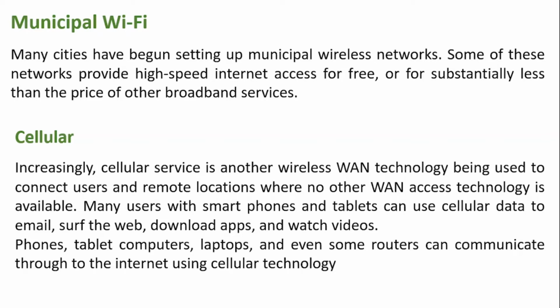Phones, tablets, tablet computers, laptops, and even some routers can communicate through the internet using cellular technology. These devices use radio waves to communicate through a nearby mobile phone tower. The device has a small radio antenna, and the provider has a much larger antenna sitting at the top of the tower somewhere within miles of the phone.